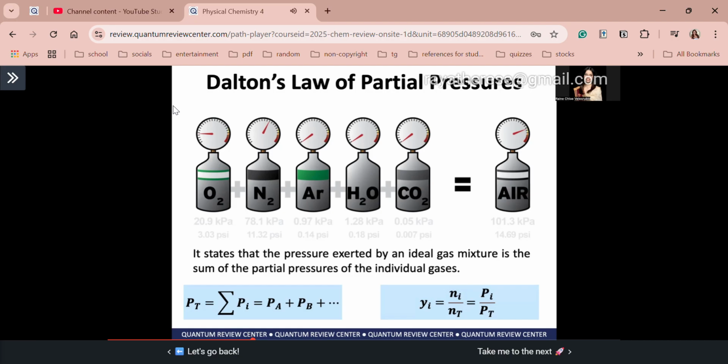So tandaan nyo lang, nangyayari to kapag, for example, in a container, meron kayong more than one gas component. Tandaan, ang Dalton's law of partial pressures, guys. Kasi lagi yan lumalabas. Never yan nawawala, okay?